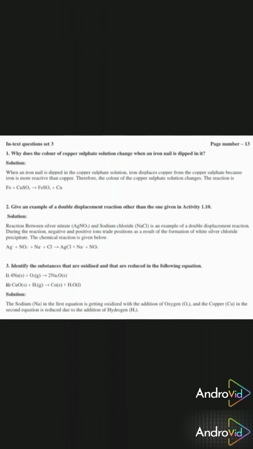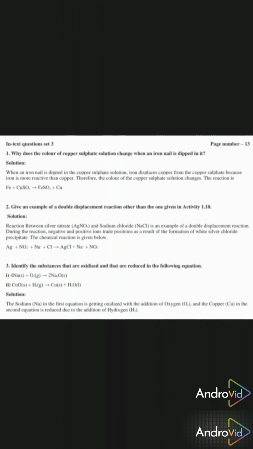The chemical equation for this reaction is Fe plus CuSO4 gives FeSO4 plus Cu. That is, iron is displacing copper from copper sulfate.